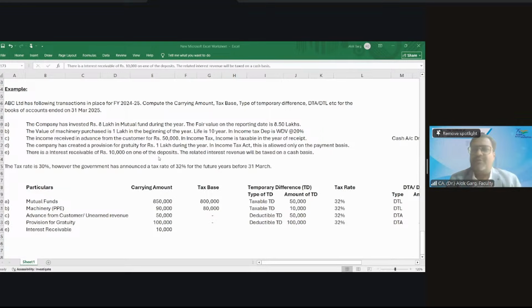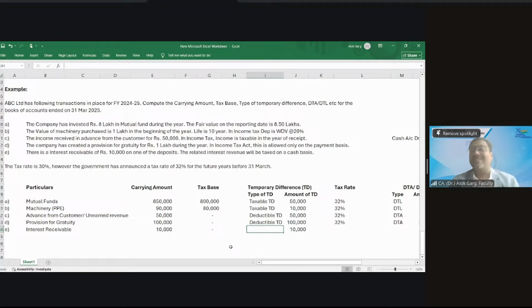I don't know what you are doing. You are just accruing. So what is the tax base of this asset under the income tax provisions? Zero, right? It's zero. So what is my temporary difference? My temporary difference is 10,000. Now tell me, is it a deductible temporary difference or a taxable temporary difference?